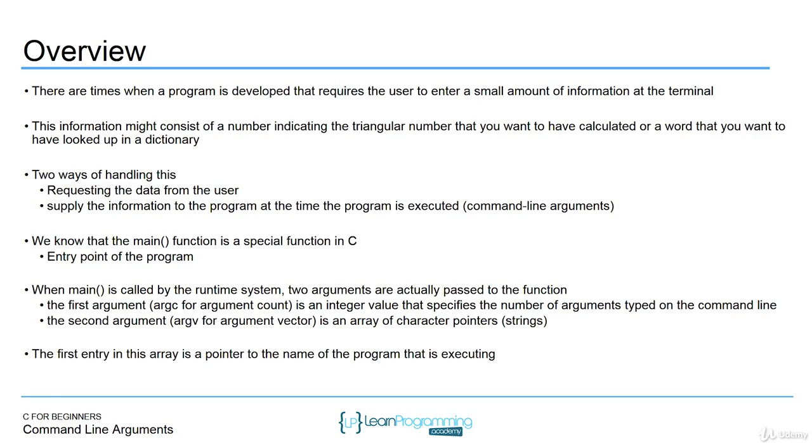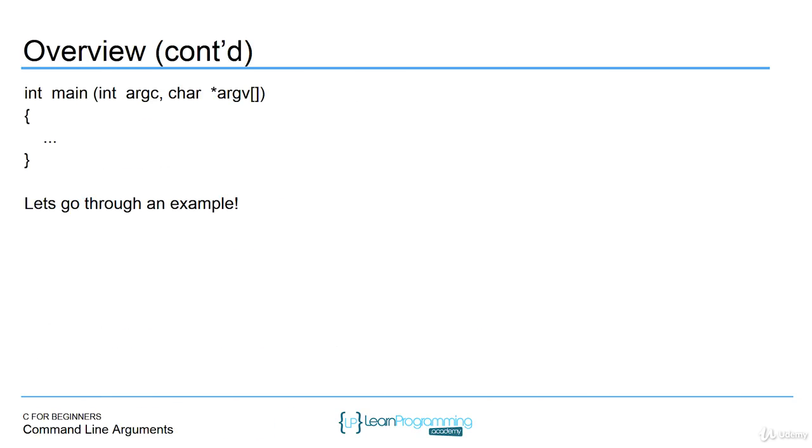And I'll demonstrate this. So here's an example. This is the main function, and it has two arguments, or two parameters, really. We'll talk about the difference between parameters and arguments as well. But you see it says int argc and then char, and there's this star asterisk argv. Again, don't worry about that.